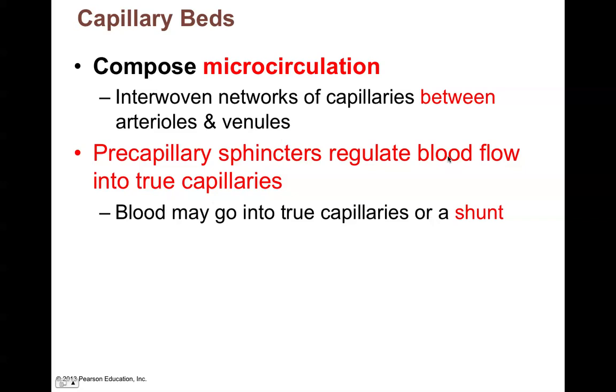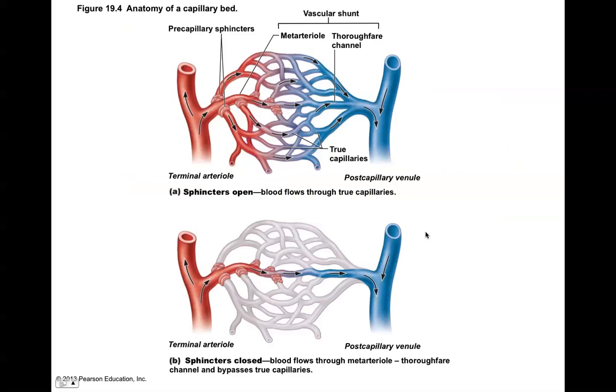Capillary beds, or capillary networks, compose what we call microcirculation. These are interwoven networks of capillaries between the arterioles, the smallest arteries, and the venules. These would be the smallest veins as blood is being sent back to the heart. There are precapillary sphincters that regulate the blood flow into true capillaries. Blood may go into the true capillaries or may go into a shunt, and this is illustrated right here.